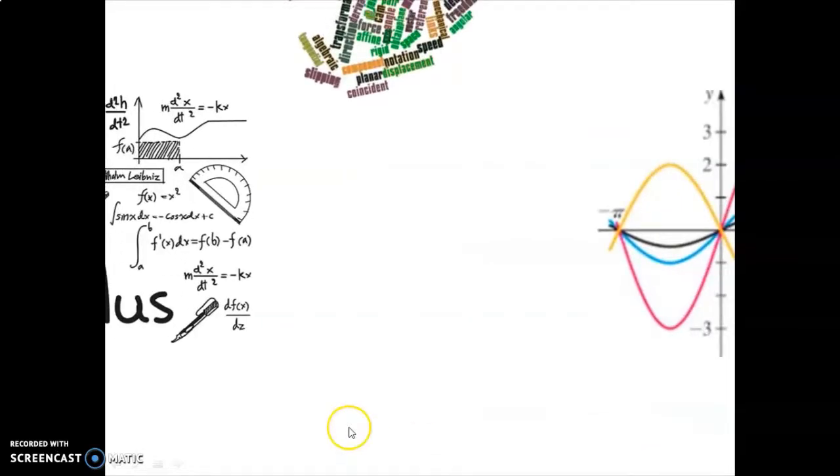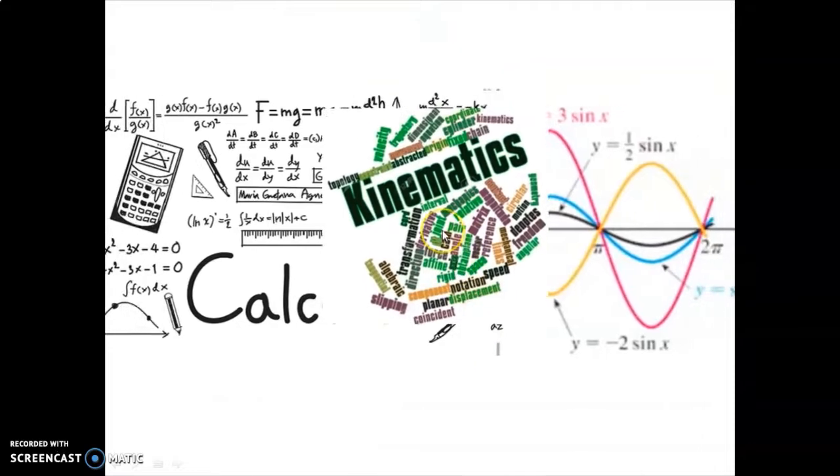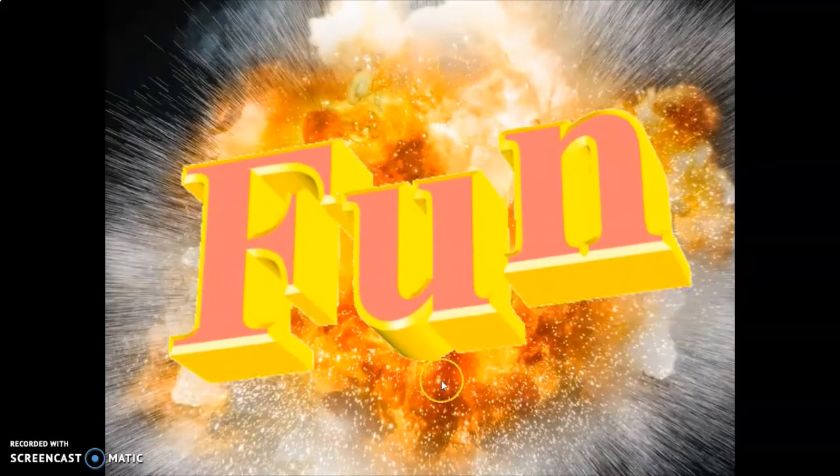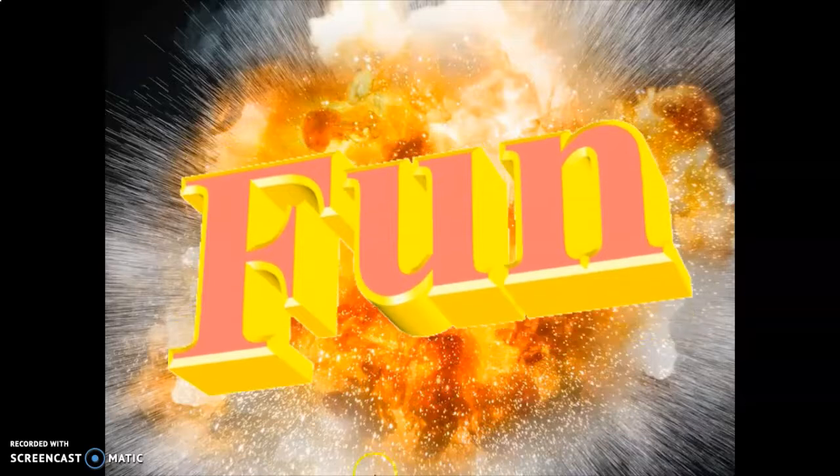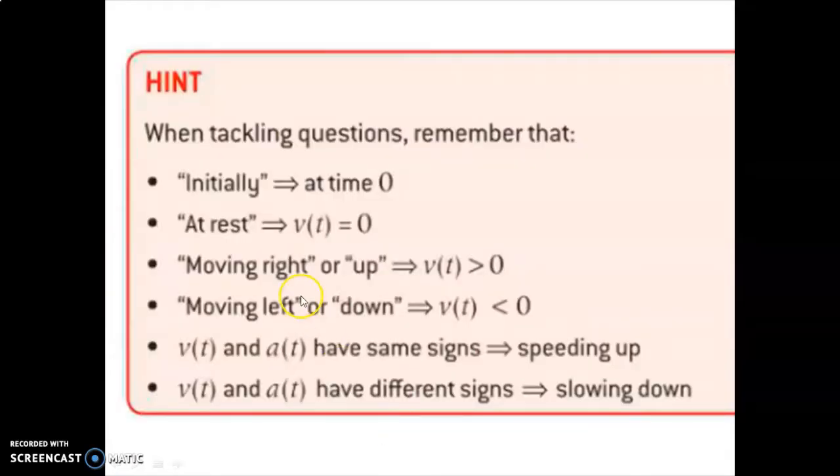All right, now it's time to bring calculus, trigonometry, and kinematics together. And this is certainly going to be lots of fun. So let's keep going. I have some problems for you here. Just a reminder, when you're tackling questions in kinematics, when we see the word initially, it means time equals 0. When we see at rest, that means an object has no velocity, velocity equals 0. When it's moving right or up, velocity is greater than 0, positive. When it's moving left or down, velocity is less than 0, negative.